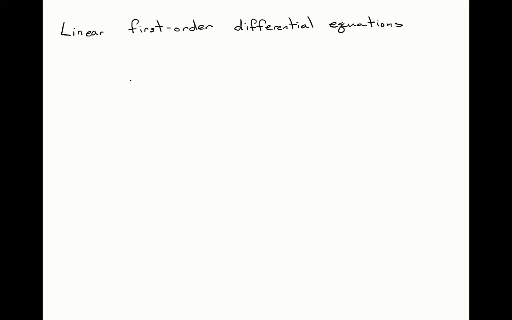So I'm going to write down the general form of one of these equations. And this could be dt, whatever your independent variable is. So let's break this down. This is a first-order differential equation because the highest order derivative is a first-order derivative. It's linear because there's no higher powers of y. We only have y to the first order.